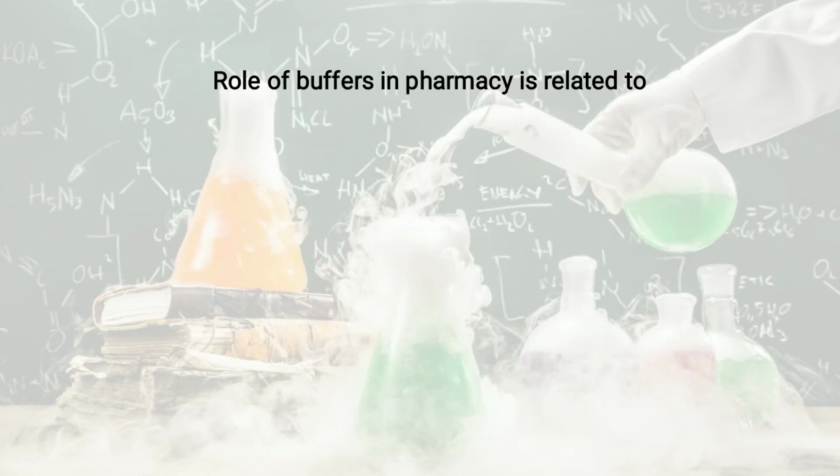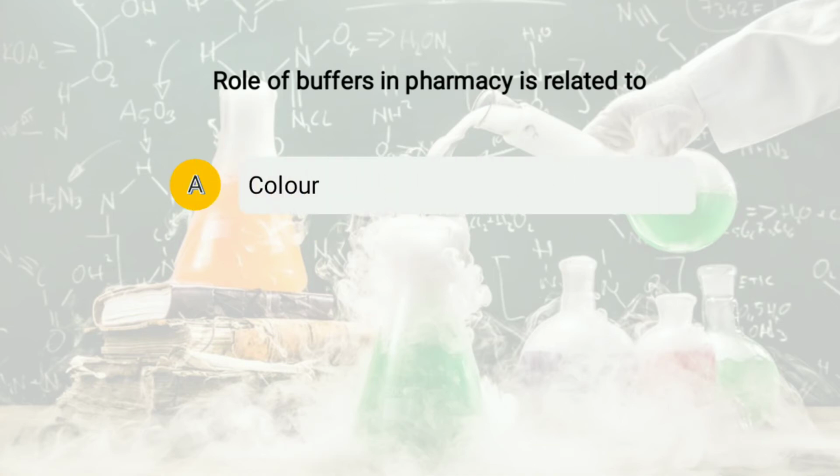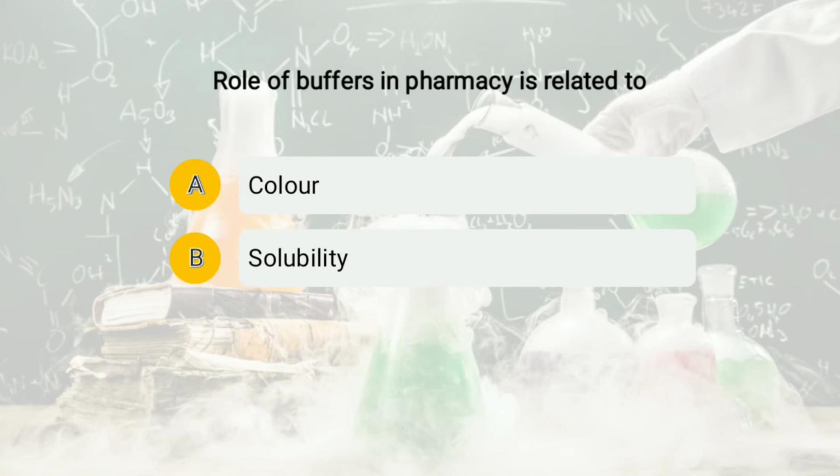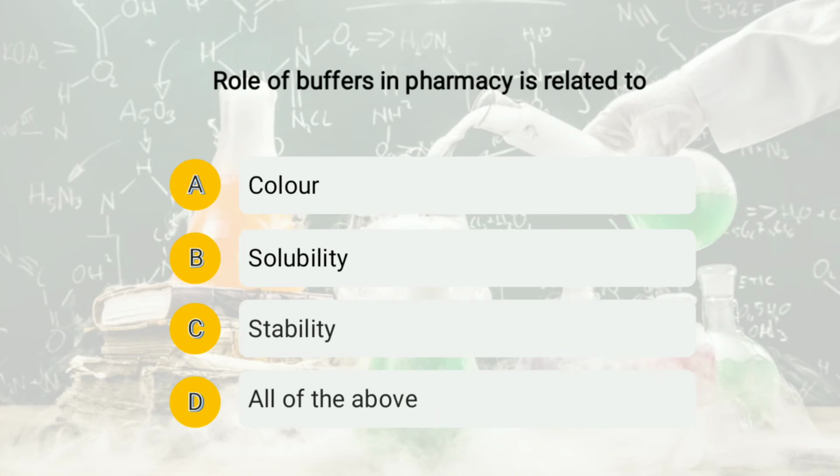The next question is, the role of buffer in pharmacy is related to. The options are A. Color, option number B. Solubility, option number C. Stability, and option number D. All of the above. And students, the right answer for this question is, yes, if you are thinking stability, then you are wrong.